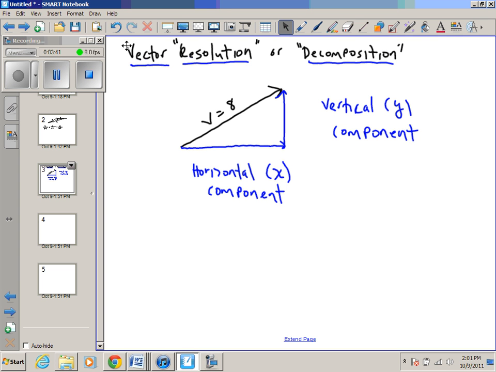So the vector v has two pieces. It has a horizontal piece and it's got a vertical piece. And you might want to calculate exactly how much of the vector is horizontal and exactly how much of the vector is vertical. In other words, you might want to know, what are the lengths of these two vector arrows? How big are these vectors? It should be obvious to you, this here is a right angle. So we've got a right triangle where the vector v is the hypotenuse.